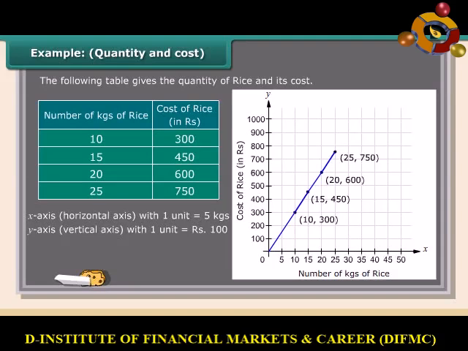Suppose we want to know the price of 17 kgs of rice. Locate 17 on the horizontal axis, then follow the vertical line through 17 till you meet the graph at P. From P, take a horizontal line to meet the vertical axis at 475. This meeting point (17, 475) provides the answer. This is a graph of a situation in which two quantities are in direct variation. The graph will always be linear.